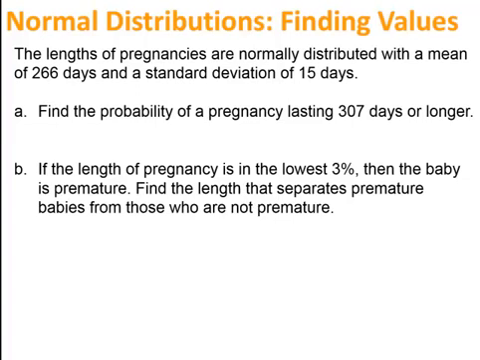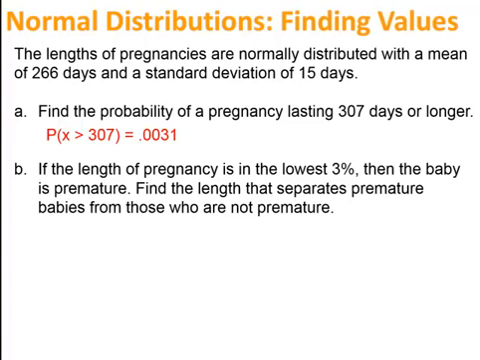So now this is a mixed problem. The first thing it's asking me to do is find the probability of pregnancy lasting 370 days or longer. Well, what that is, it's probability of a random variable being greater than 307. So in this case, you would find that probability by putting it into that second vars and choosing number 2 button and plugging in all the information.